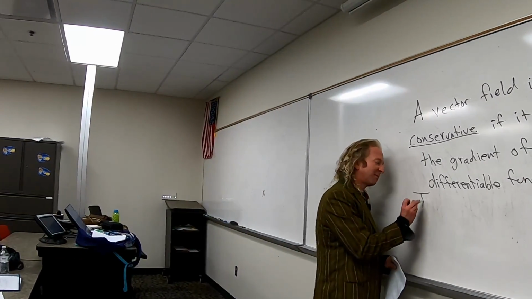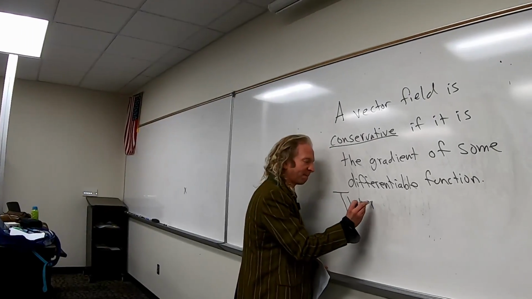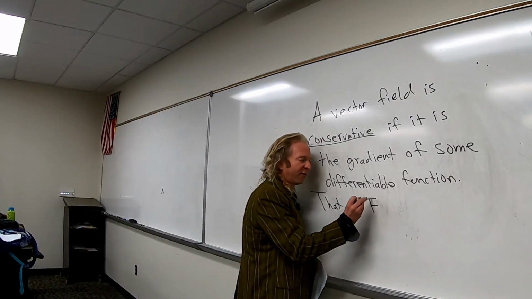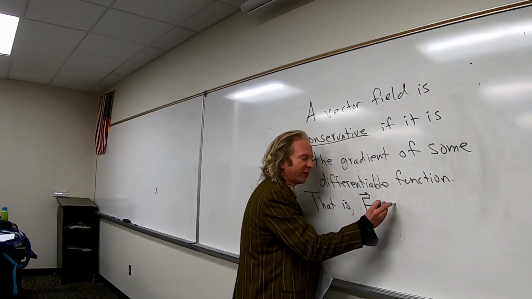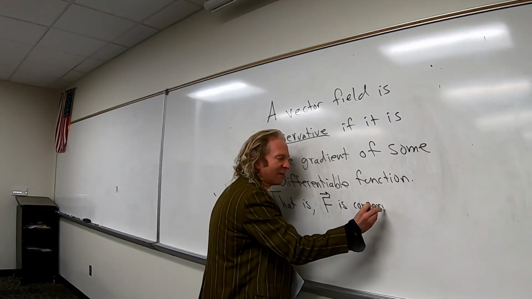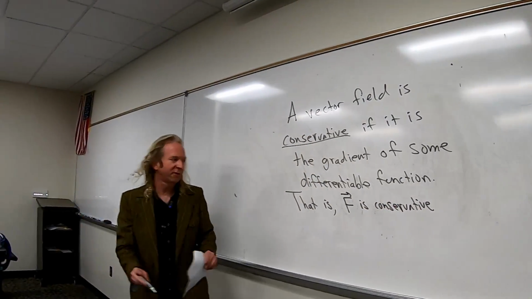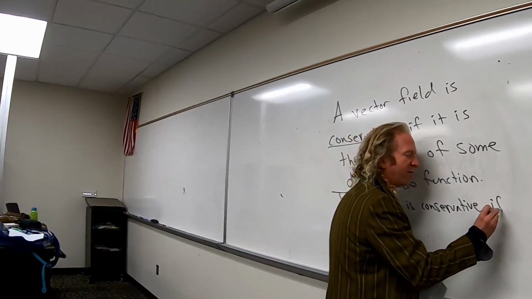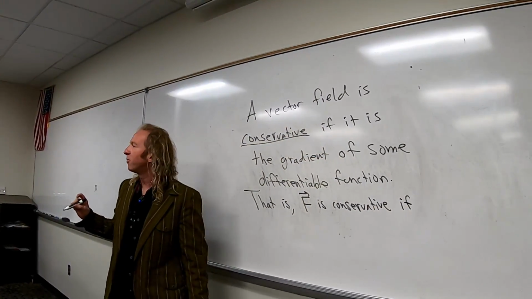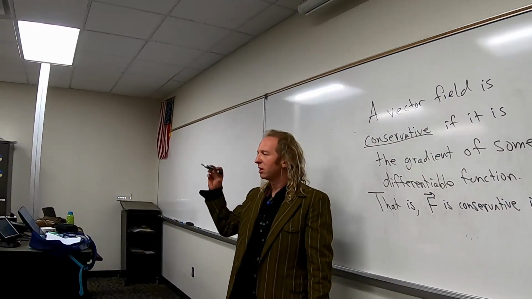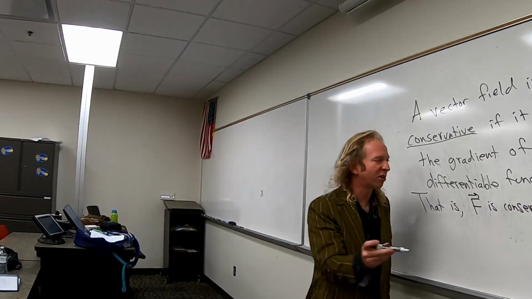So that F is conservative. This is the mathematical definition, right? Then we'll talk about the physics. If, do you all remember what the symbol was for exists in this class? The backwards E, yeah, good.